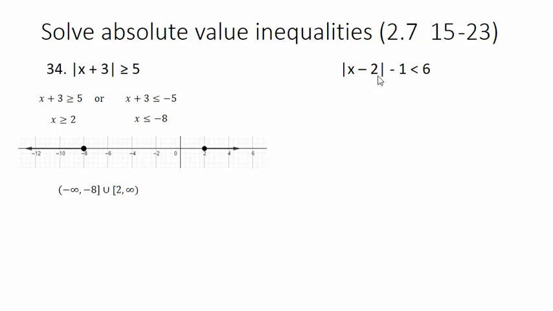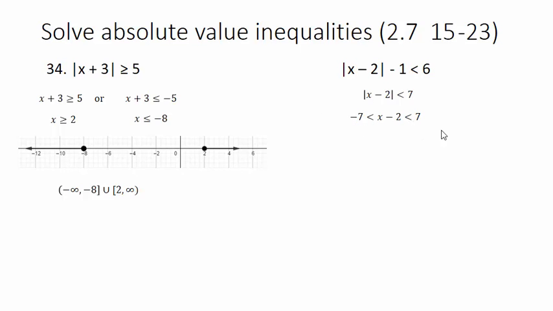So we have absolute value of x minus 2, minus 1 is less than 6. The first thing I would do is add 1 to both sides and get the absolute value of x minus 2 is less than 7. Now, this means the absolute value is less than 7, that our values are no more than 7 away from 0 on the number line. It's between negative 7 and 7. It's exactly the opposite of the greater than type of problem. That's an and problem. You can split it.